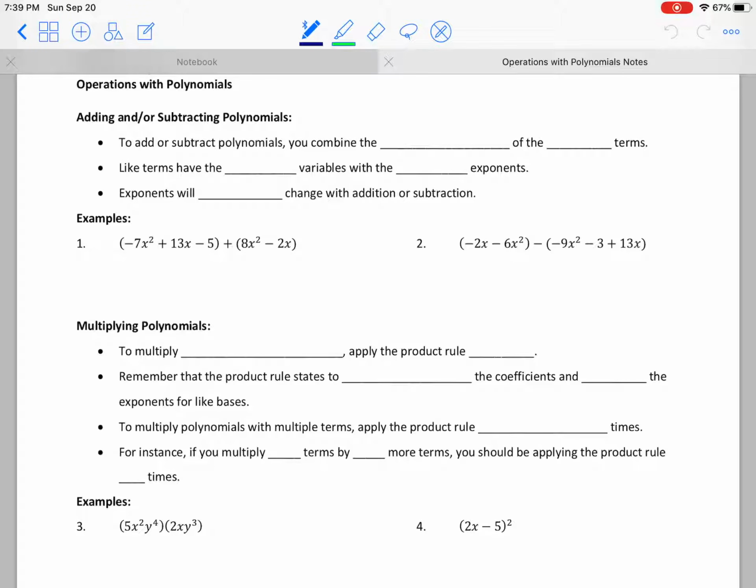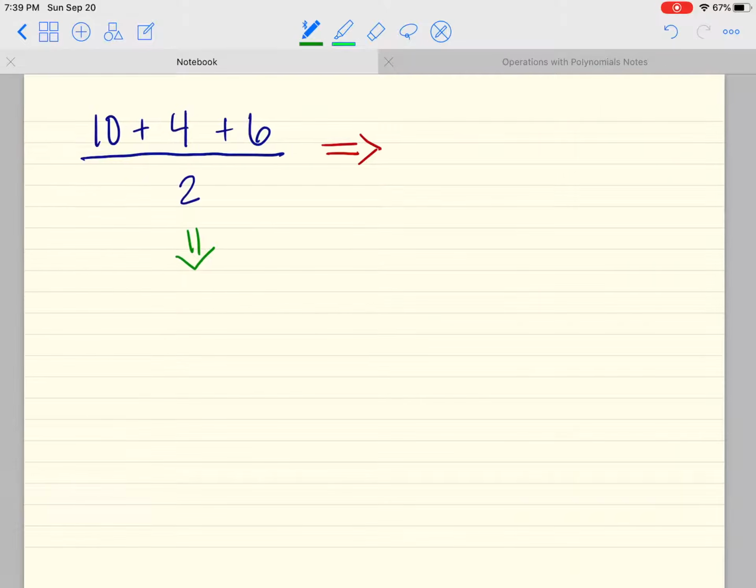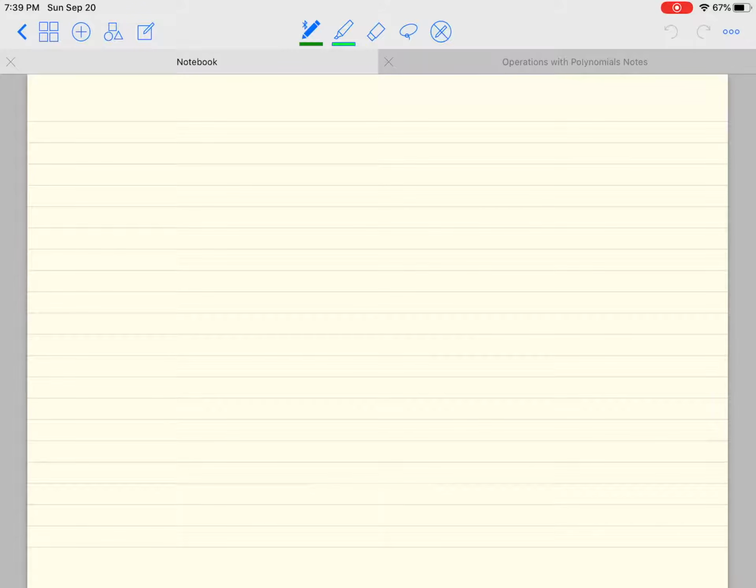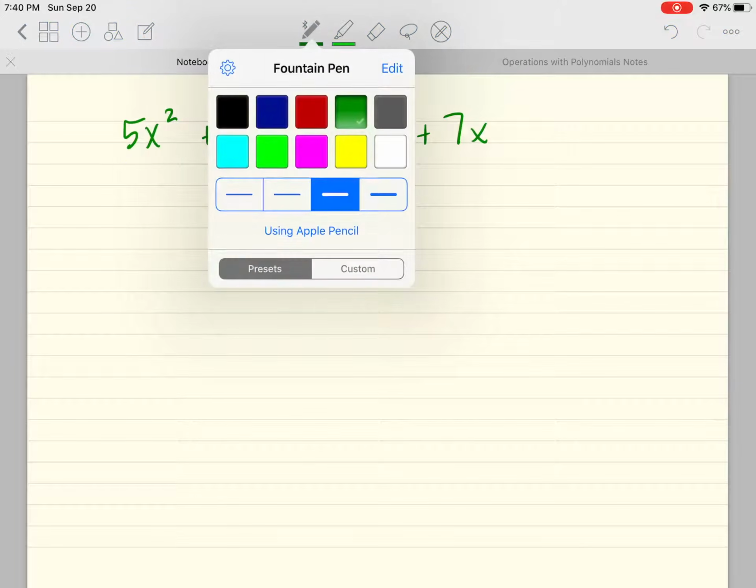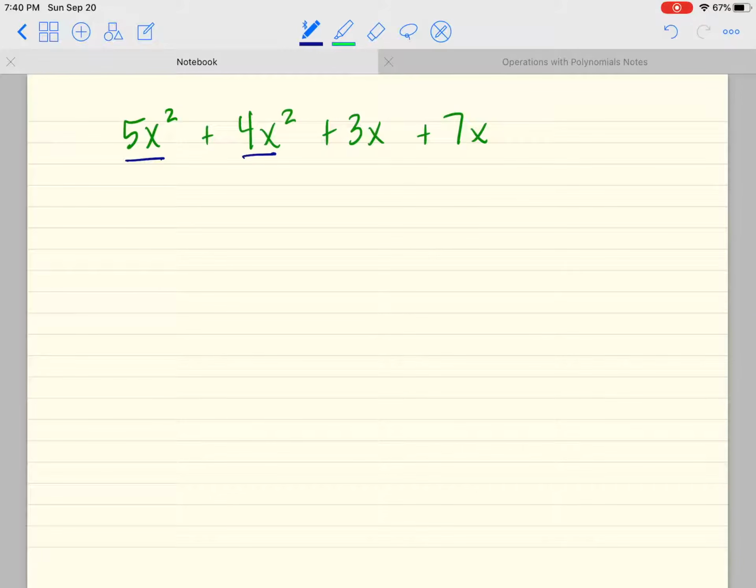To add or subtract polynomials, again, you're combining like terms. Now, when I say combine like terms, let me throw an example out here. Let's say we had a 5x squared and a 4x squared and a 3x and, I don't know, a 7x, okay? There are two sets of like terms here. These two terms would be like terms, and these two terms would be like terms.